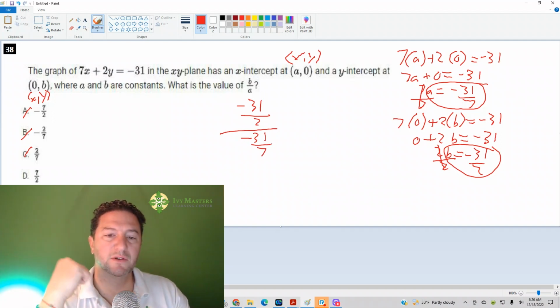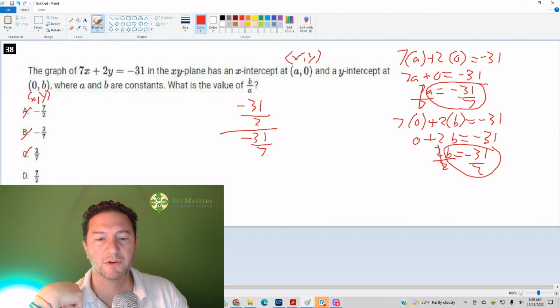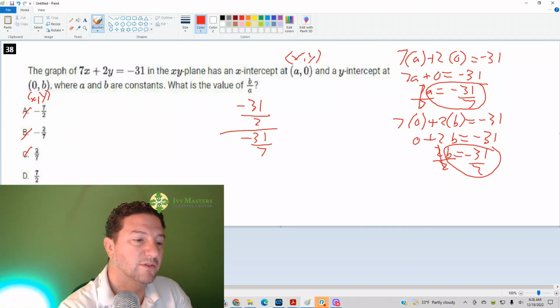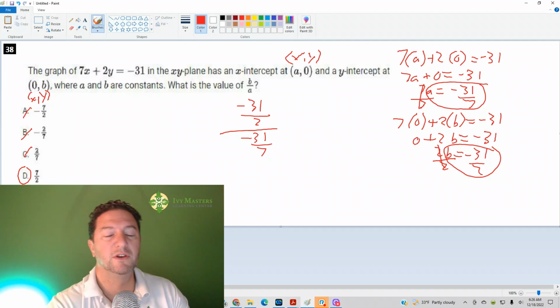Now you could also ask yourself, which one's bigger? Negative 31 over 2 or negative 31 over 7? Negative 31 over 2 is going to be bigger, so you know the bigger number's got to be on top. So know that the answer is going to be D, but how would you finish it?